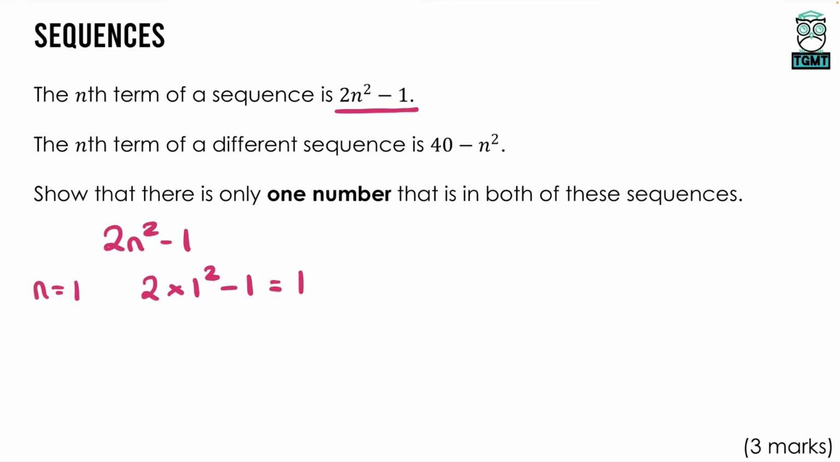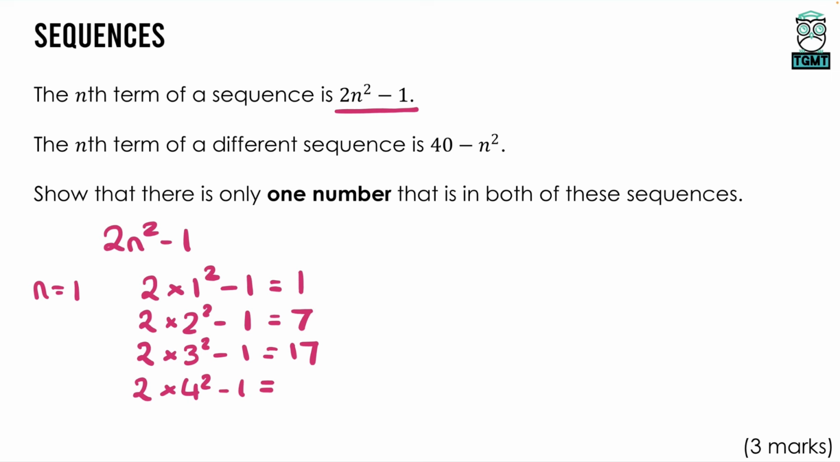And then we need to just keep on going. I'd probably suggest doing 4 or 5 here. So our next one, 2 times 2 squared, take away 1, which is 2 times 4, which is 8, take away 1, which is 7. And we can just keep going here. So 2 times 3 squared, take away 1, which is 2 times 9, 18, take away 1, 17. And then 2 times 4 squared, take away 1, which is 2 times 16, 32, take away 1, 31.